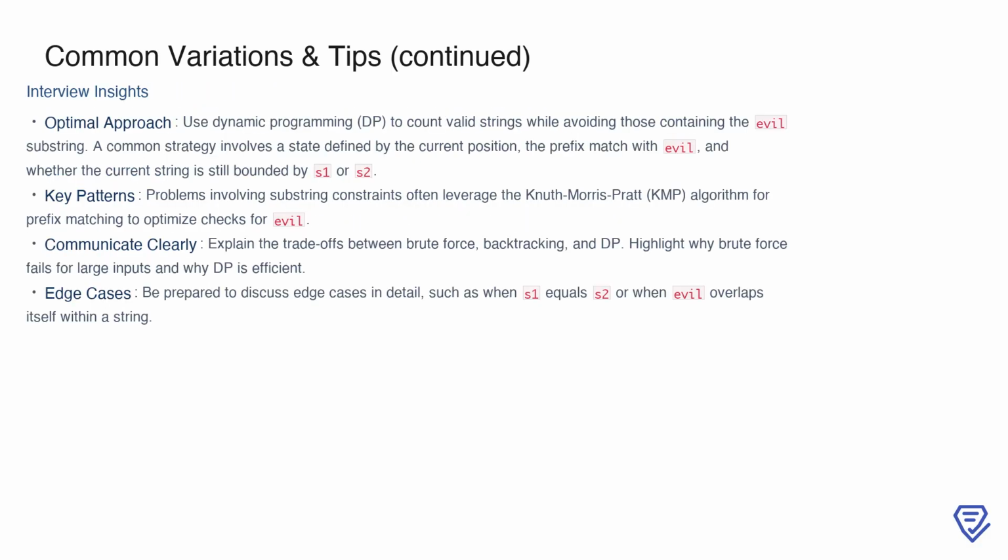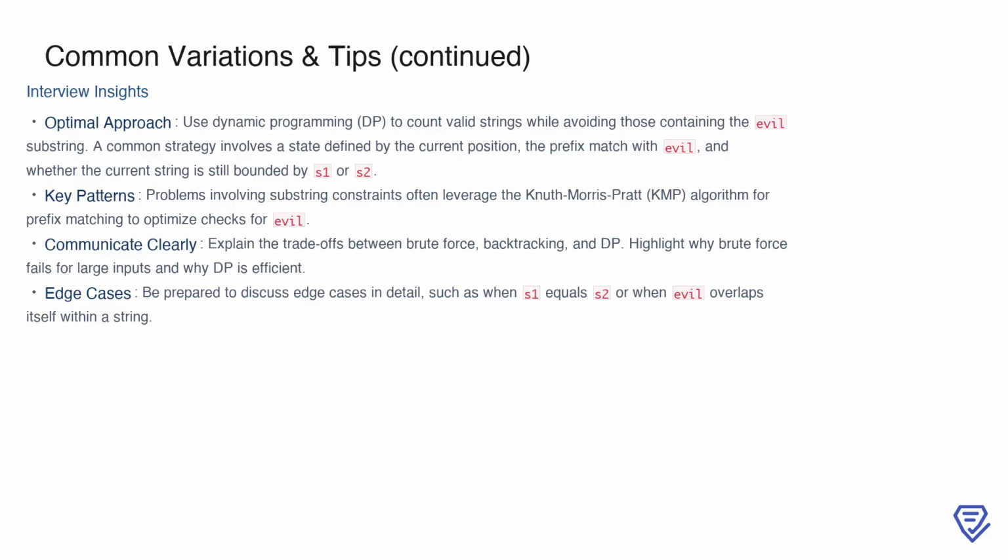To handle this problem efficiently, adopting a dynamic programming approach is often the best choice. Here, a common strategy is defining a state based on three factors: the current position in the string, the prefix match with the evil substring, and whether the current string is still bounded by S1 or S2. This allows us to count valid strings while avoiding those containing evil. When working with substring constraints like this, the Knuth-Morris-Pratt algorithm, KMP, is a valuable tool for optimizing prefix matching.